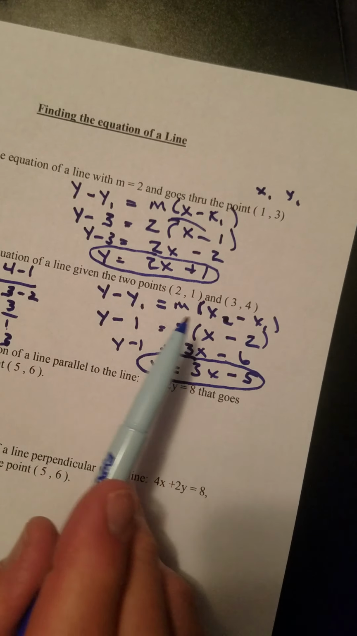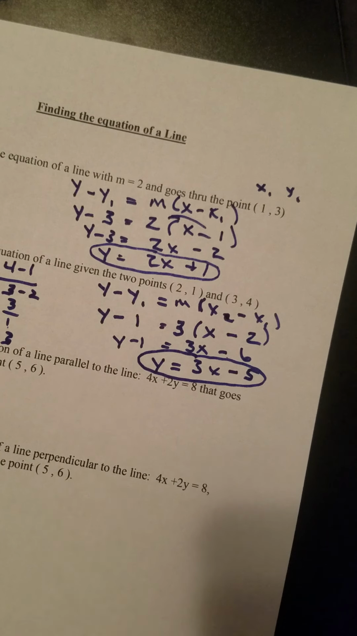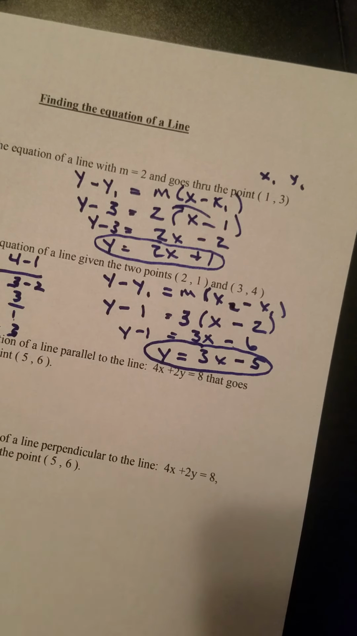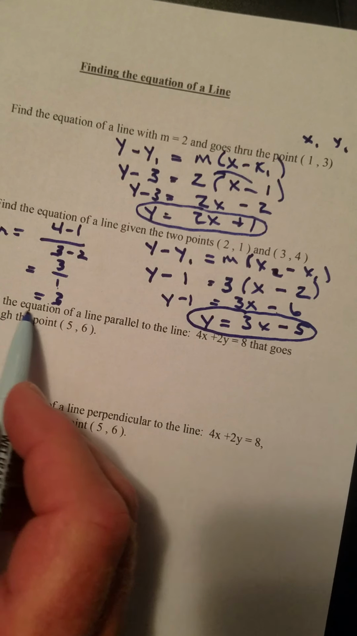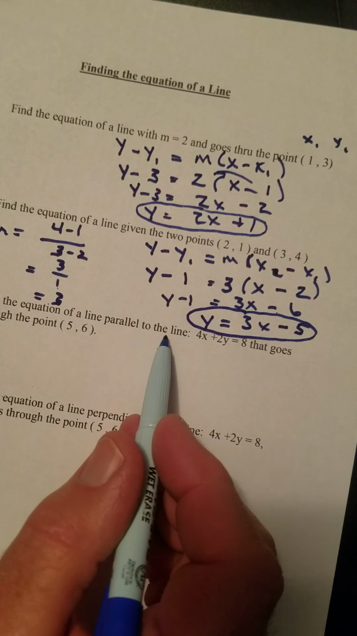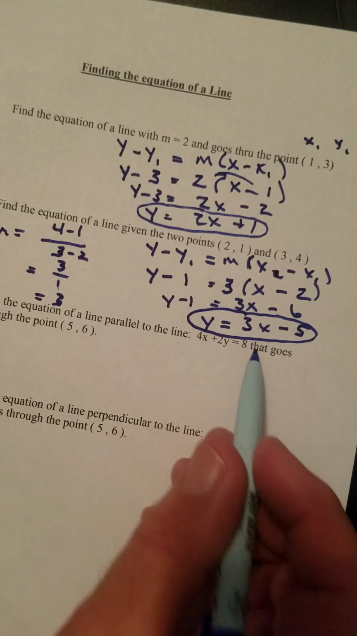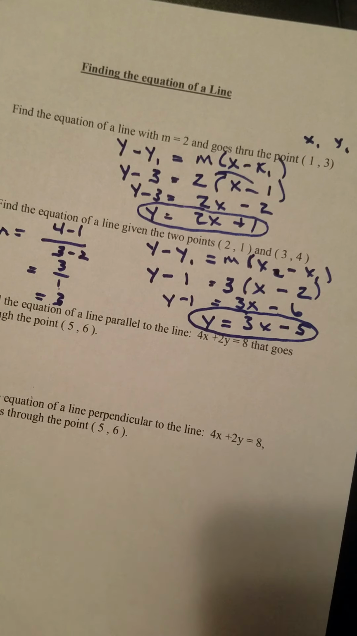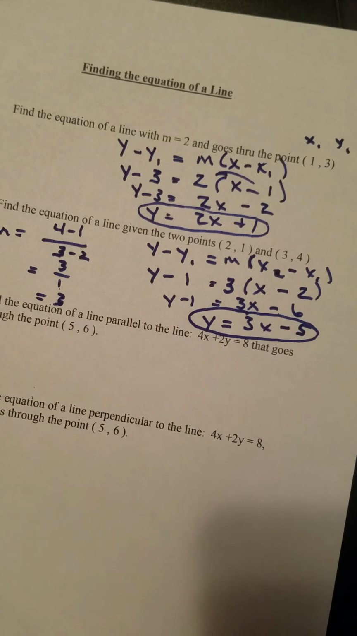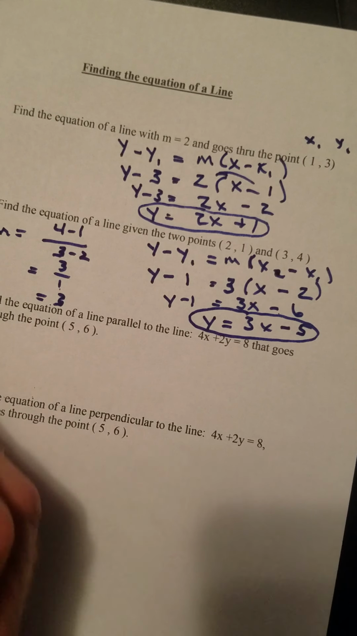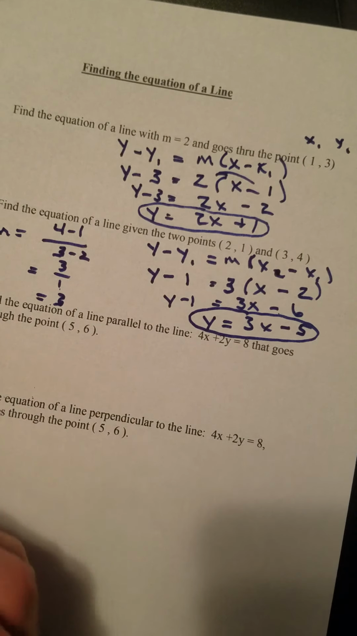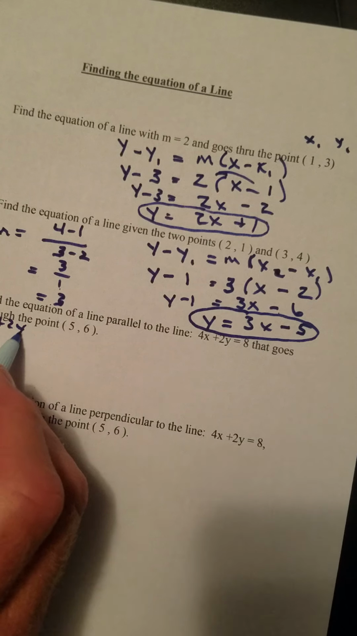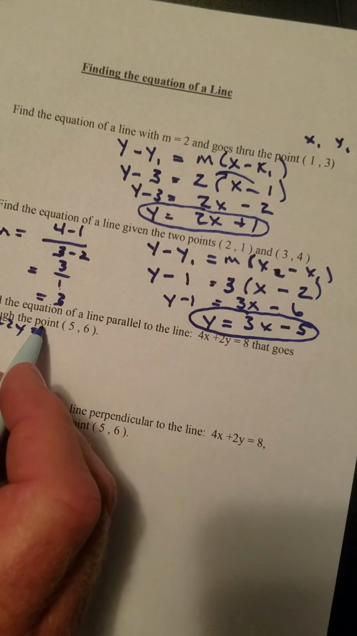But it all starts with this point-slope form. Okay, they get harder. Example 3 says, find the equation of a line parallel to the line 4x plus 2y equals 8 that goes through the point (5, 6). Okay, so there's x1, y1. They give us some line, we'll call it L1, and it's 4x plus 2y equals 8.